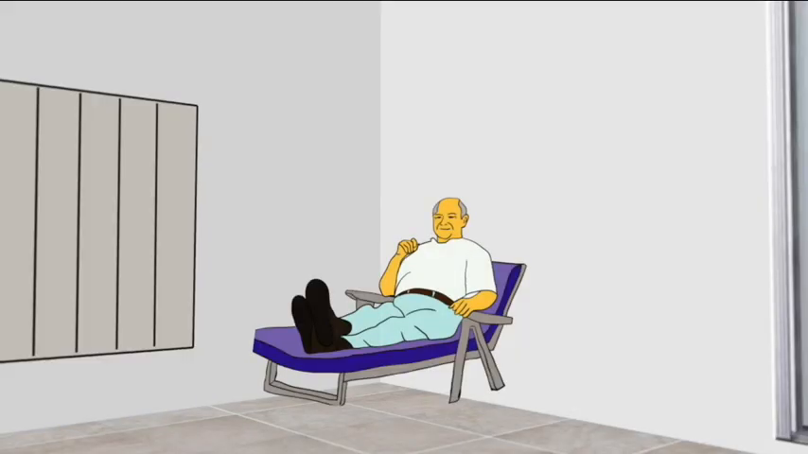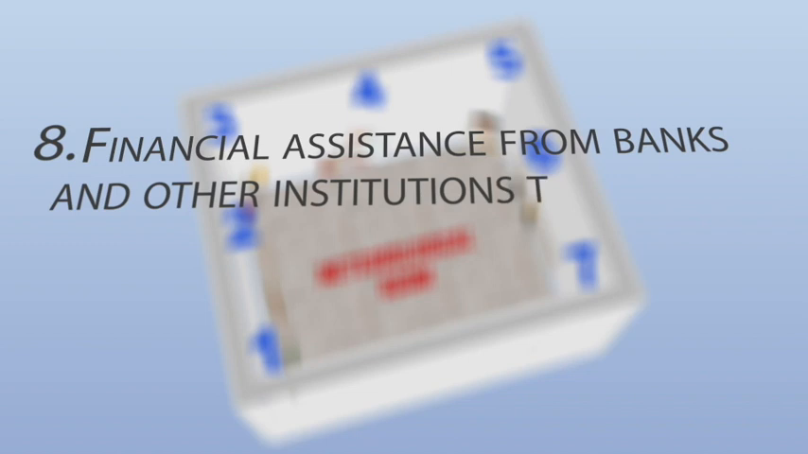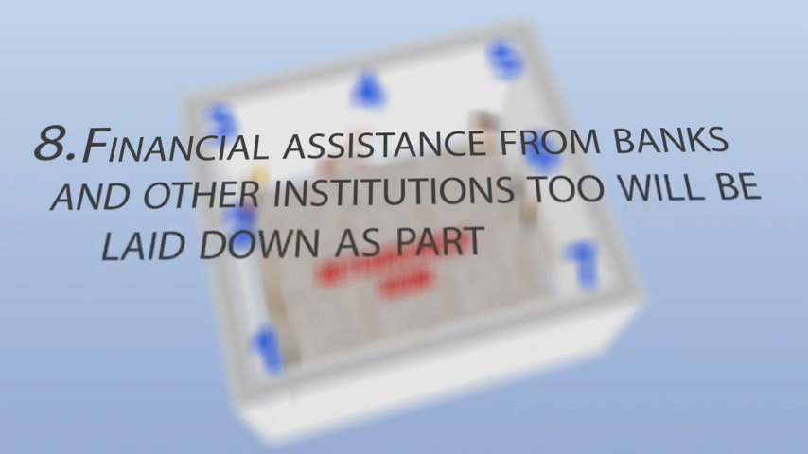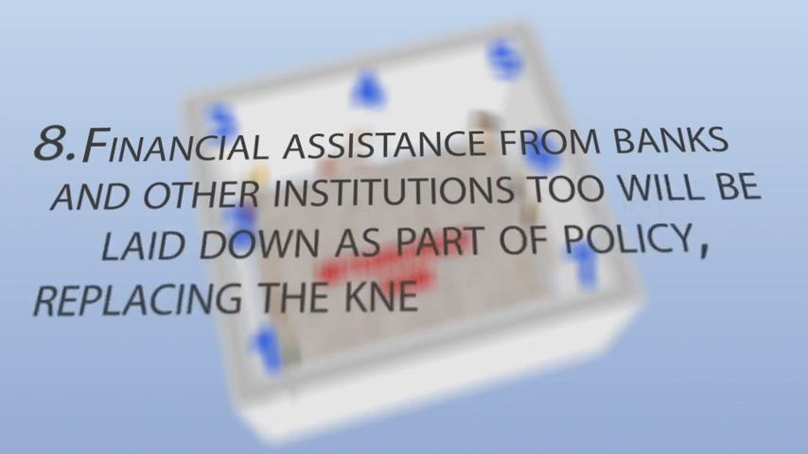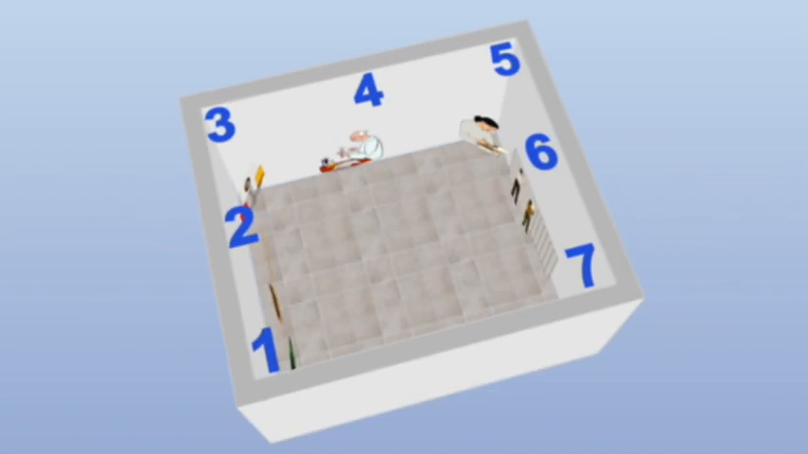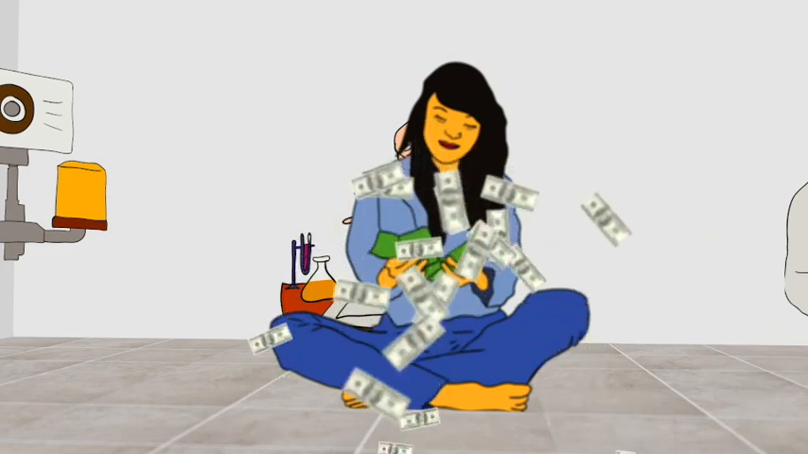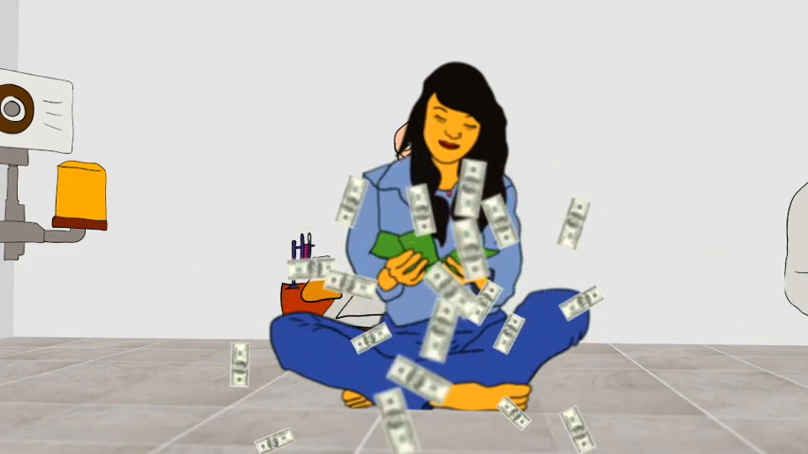The eighth point is financial assistance from banks and other institutions too will be laid down as a part of the policy, replacing the knee-jerk reactions. The keyword is finance or money. Visualize at position number 8, that is the center of the room, that there is a lot of money coming out and you are sorting out the money in order and counting.